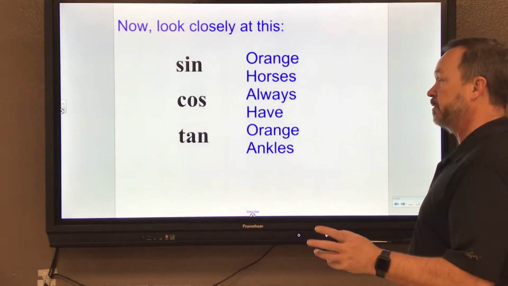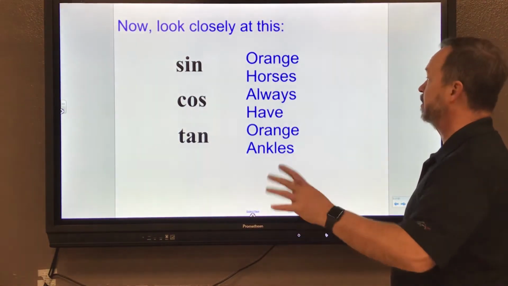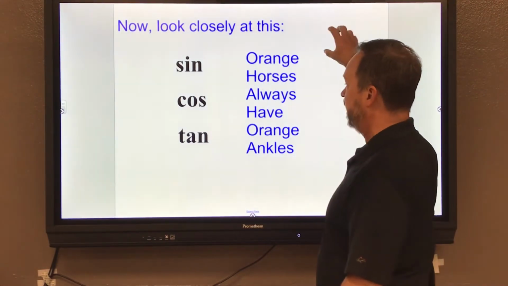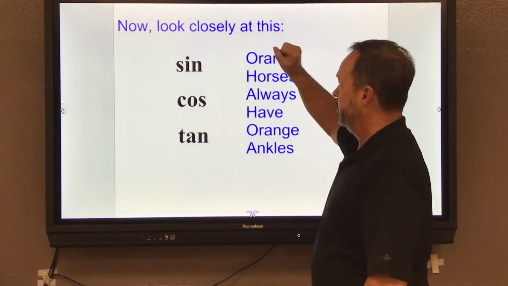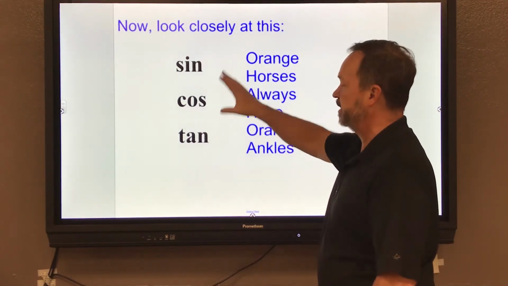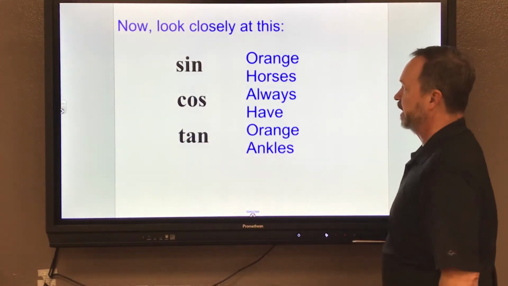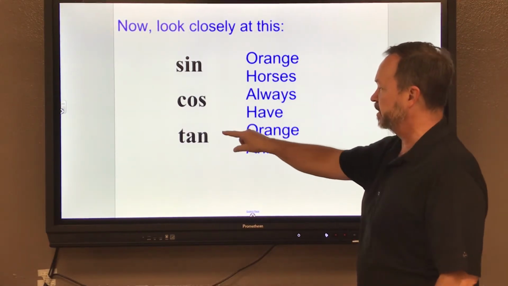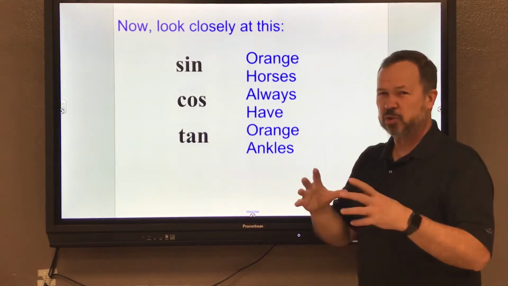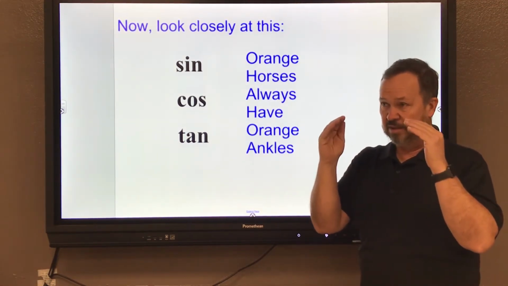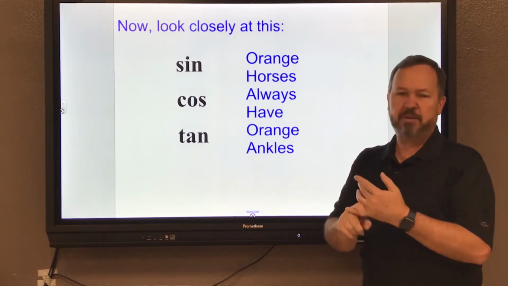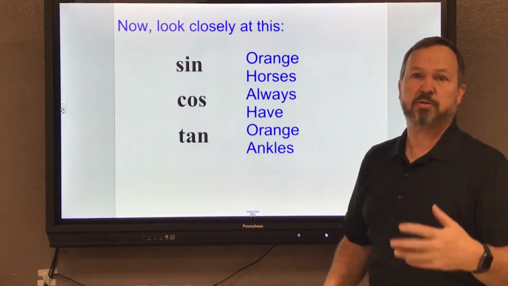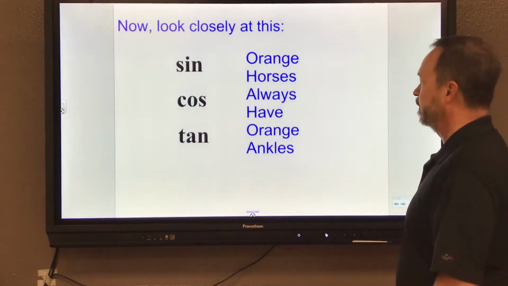If you had your calculator, if you're able to look at one on the phone or tablet or something, you will see sine, cosine, and tangent. They're in order: sine, cosine, and tangent, usually on your screen. And sine relates to orange horses, cosine relates to always have, and tangent relates to orange ankles. This is just setting you up so you can have an intelligent way of looking at it. It's like PEMDAS and Roy G. Biv and those kinds of things. FOIL, stuff like that. Helps you keep things straight mathematically.